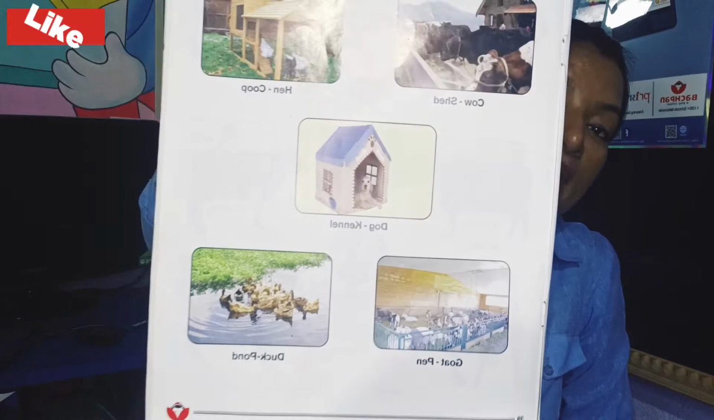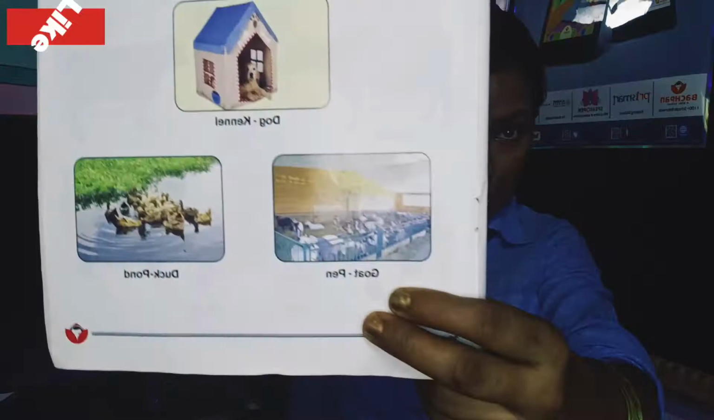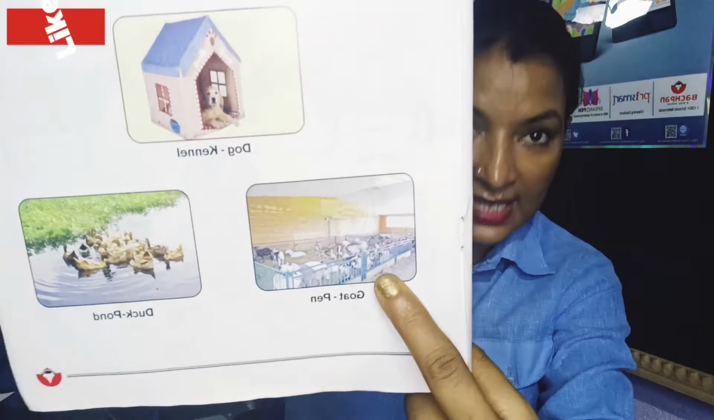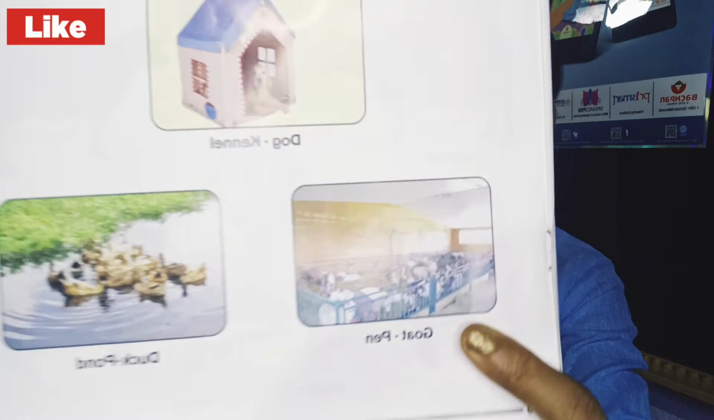Okay, after that, our next animal is that goat. Goat's home name is pen. Pen is this kind of thing, a place where all the goats live together. Okay, and after that, next and last animal, a bird, is that duck. Duck house name is pond because all the ducks live in the pond.